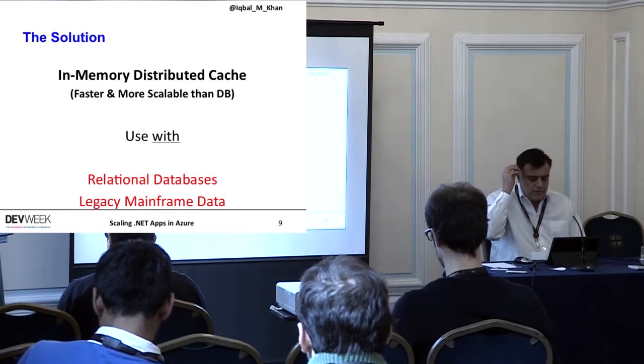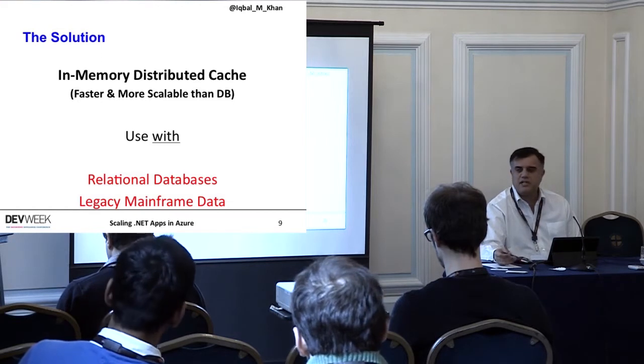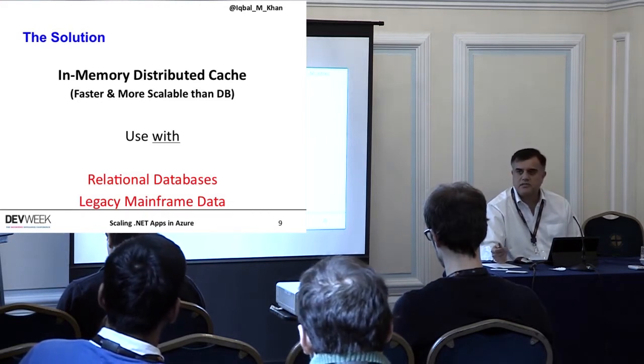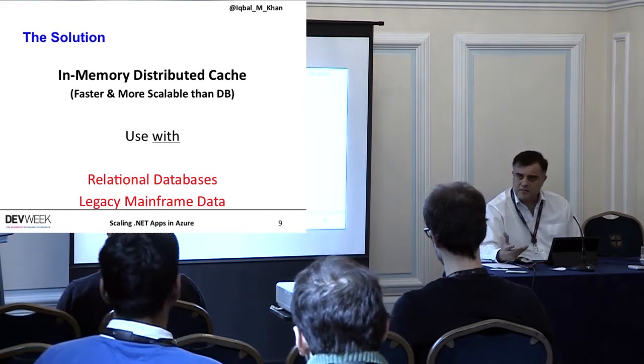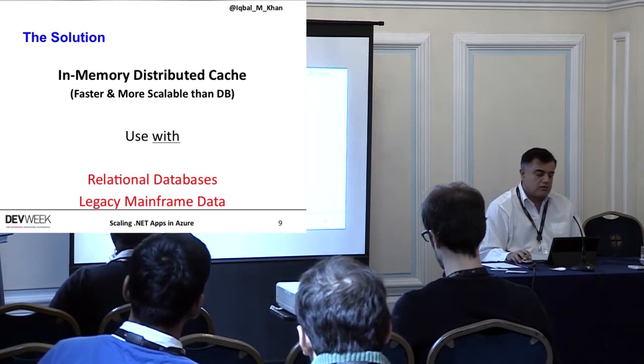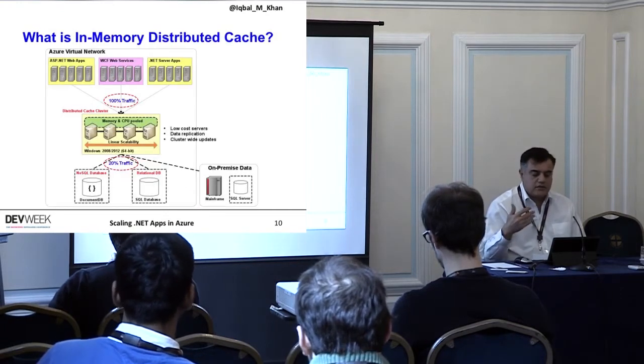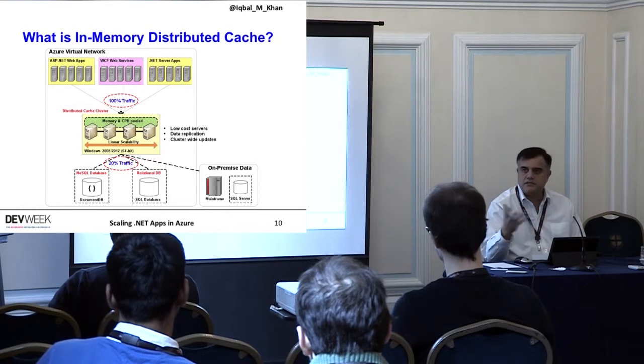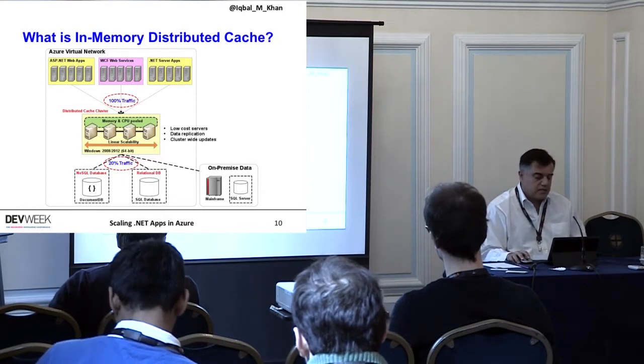On the Java side, the in-memory distributed cache is called in-memory data grid. But it's the same thing, essentially. On the Microsoft side, the word distributed cache has become more popular. So that's why I've used that term.